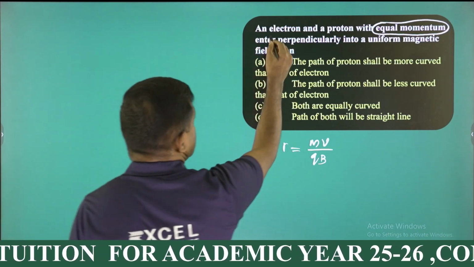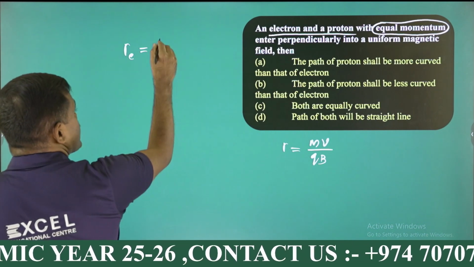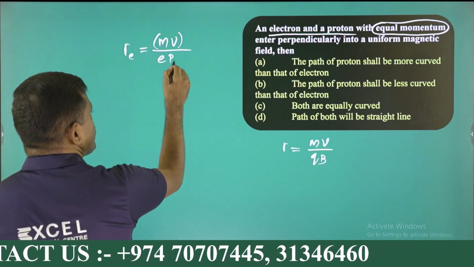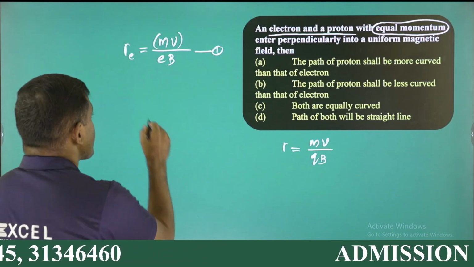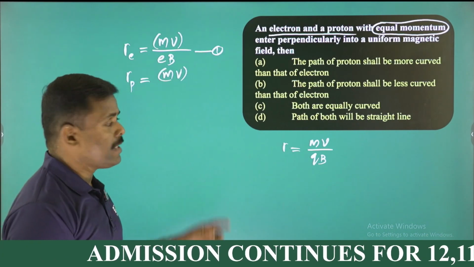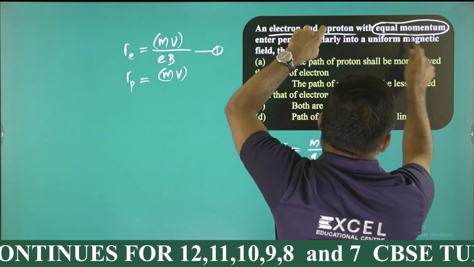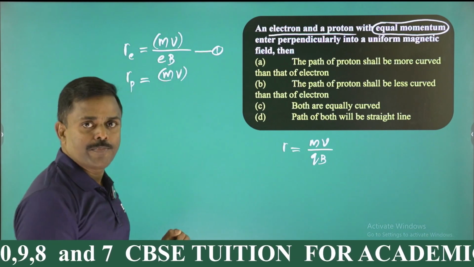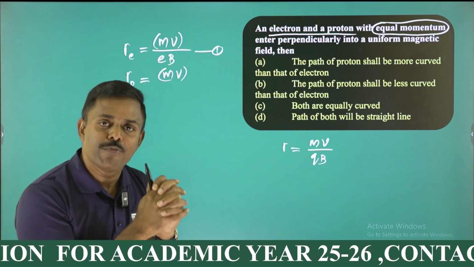Let's write for both the electron and proton. First I am writing for the electron. What is the radius of curvature for the electron? I can write mv divided by charge of electron e, magnetic field B. That is equation number 1. How about the radius of curvature for the proton? That is also mv. Because they say that momenta are equal, both having equal momentum, if I put mv for the first particle, I should put mv for the second particle also.